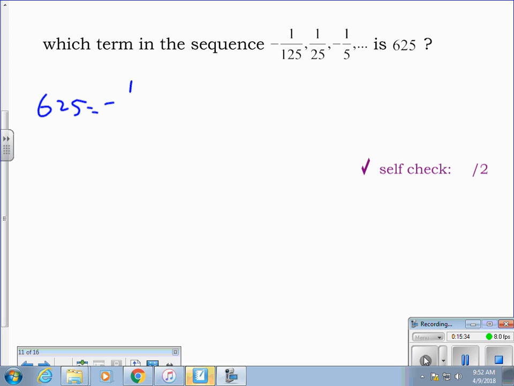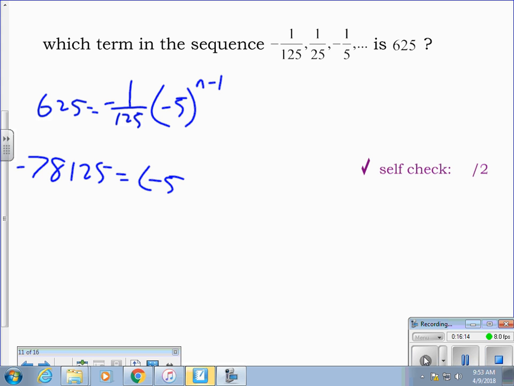625 is equal to negative 1 over 125 a sub 1 times R. And if you take 125 divided by negative 1 over 125, you get R is negative 5 to the n minus 1. Get rid of the negative 125, multiply both sides by 125. You get 78,125 is equal to negative 5 to the n minus 1 power.